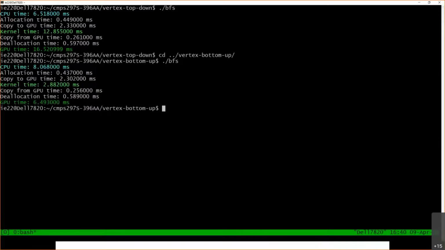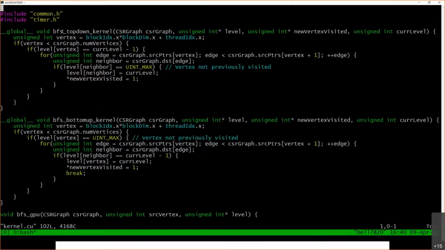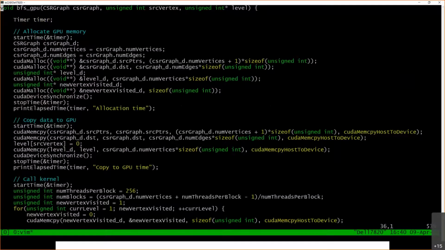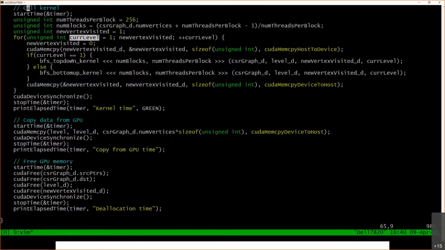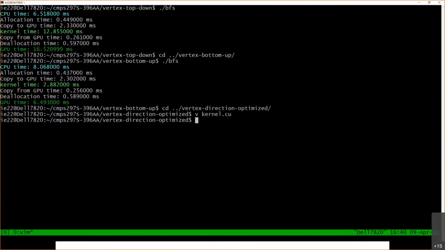So here I'm going to go to the direction-optimized version. I've already set up the code for it. There's nothing additional to implement in terms of the kernels. We have the top-down kernel that we implemented and the bottom-up kernel that we implemented. If we scroll down, the loop that's looping over the different levels and calling the kernels calls the top-down kernel for the first level, and then calls the bottom-up kernel for the remaining levels. Okay, so let's compile this code and run it.